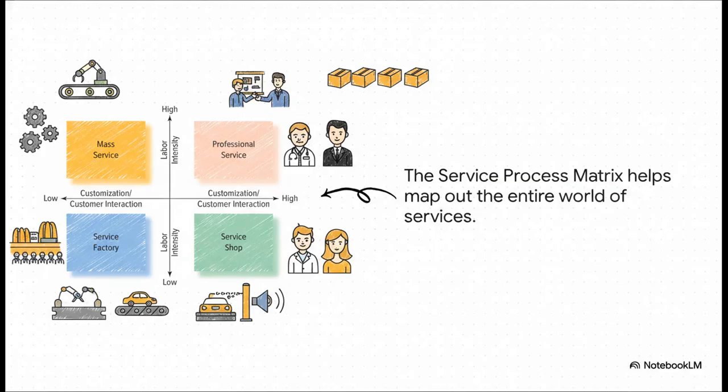And here it is. This is the service process matrix. Seriously, think of this as our map. On that vertical axis, you've got labor intensity from low to high. And across the horizontal, you've got customer interaction and customization. Every service you can imagine fits somewhere in here. Let's walk through it quadrant by quadrant.